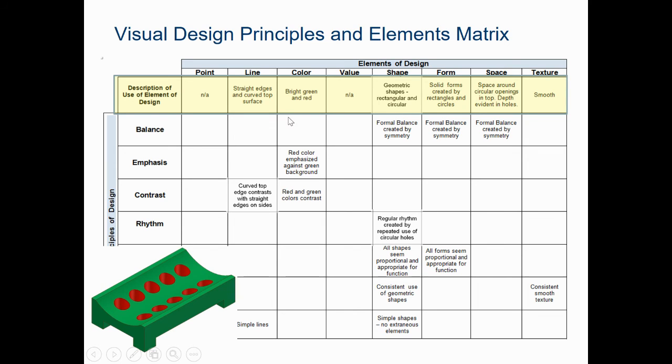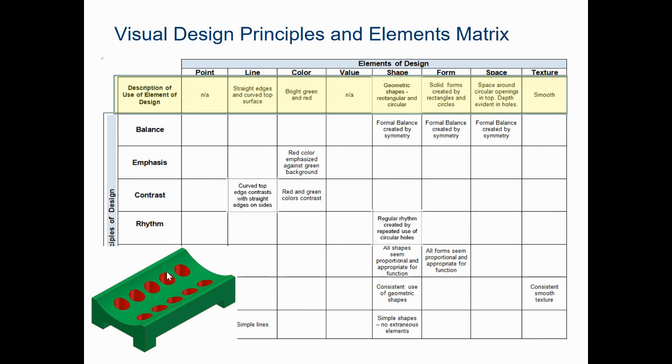So you can look through and say, okay, so in this item, we see some lines. There's some straight lines. There's some circular lines. There's some curved lines. It's definitely got color, bright red and green. It's got some geometric shapes. We got a solid form, rectangles, the circles. We've got the space here. The circular openings create some negative space, and it looks pretty smooth.